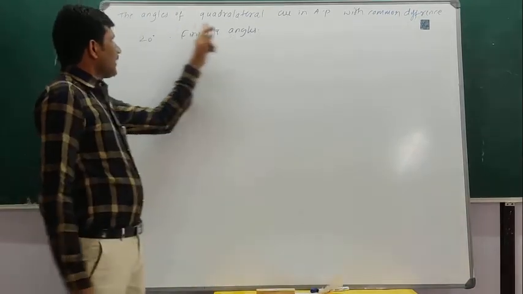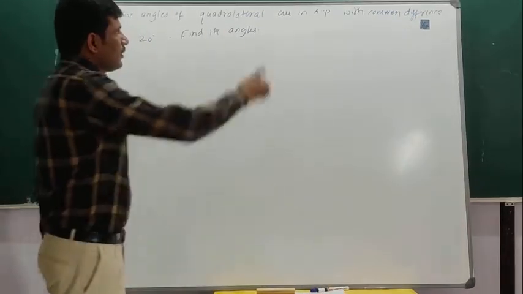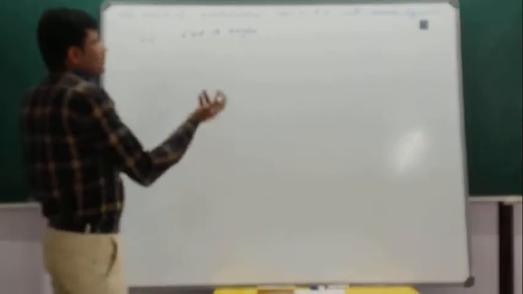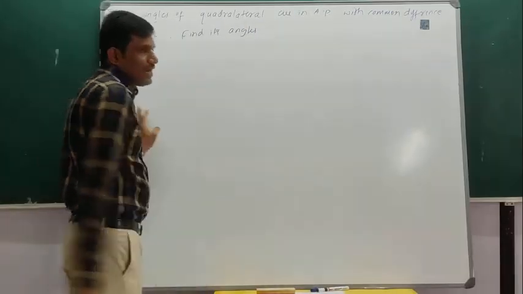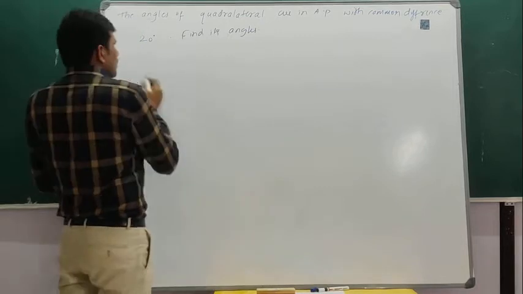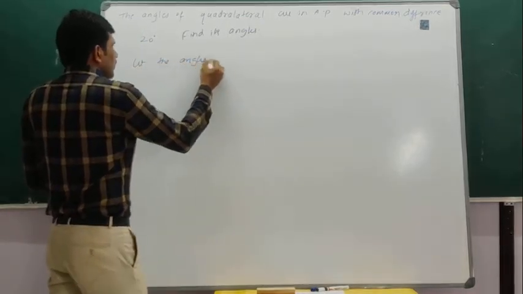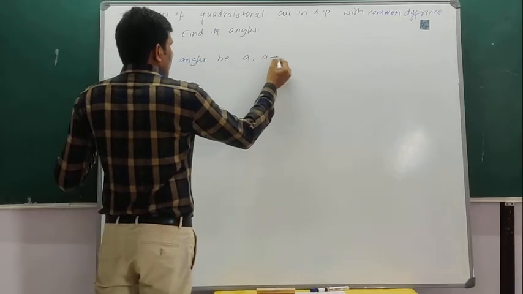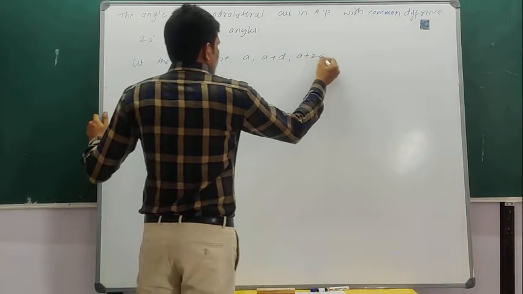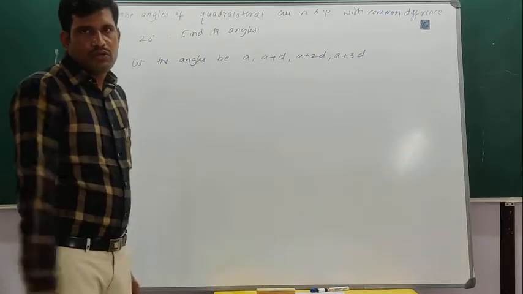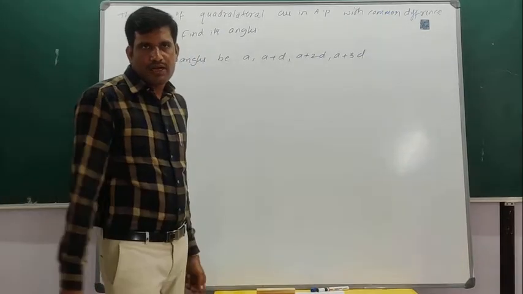So the next problem: the angles of a quadrilateral are in AP with common difference 20. Find its angles. The angles of a quadrilateral means in a quadrilateral we have four angles. So let the angles be a, a plus d, a plus 2d, a plus 3d. Here also we can take a minus 2d, a minus d, a plus d, a plus 3d. That also we can do.